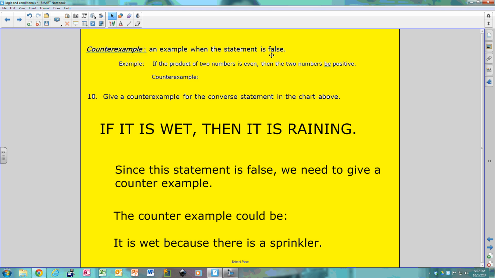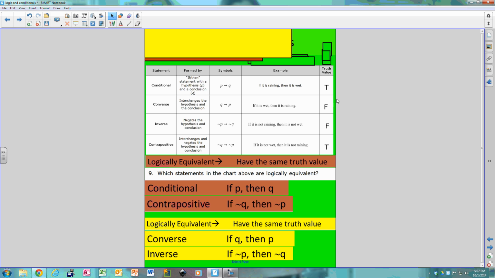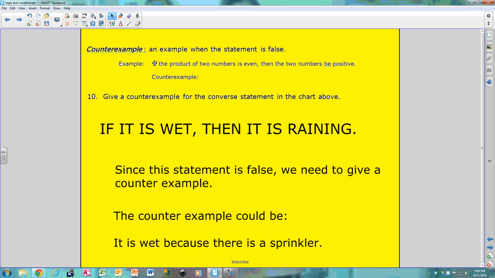So if there is a false statement, for example, here we said that if it is wet, then it is raining. If it is not raining, then it is not wet. Well, since those are both false, you want to give a counterexample to show why it's false. So if it is wet, then it is raining. Since this statement is false, our counter would be, well, it's wet because there's a sprinkler. So just because it's wet doesn't mean it's raining. There could be another reason it's wet. What could be another example that you can think of? I'll ask you in class.